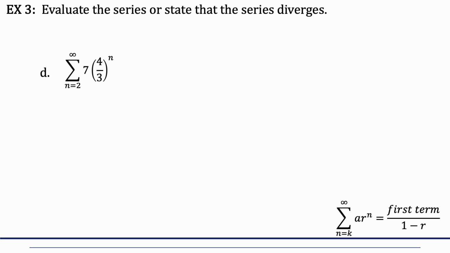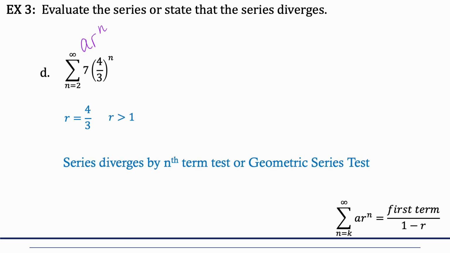Oh, lovely. This one is already set up. A, r to the n. R is 4/3. Oh, that's greater than 1. So the series diverges by the nth term test or the geometric series test. And yeah, we're done with that one.